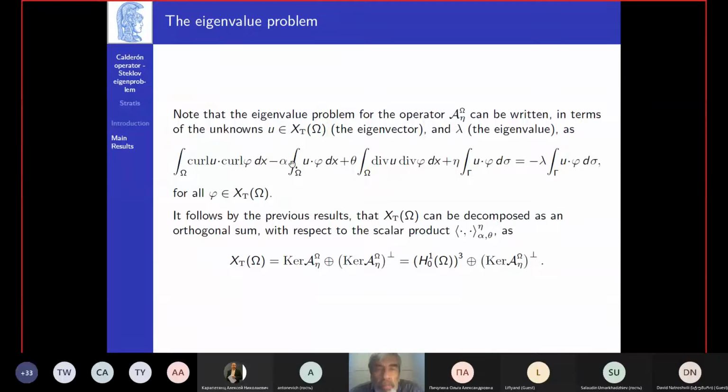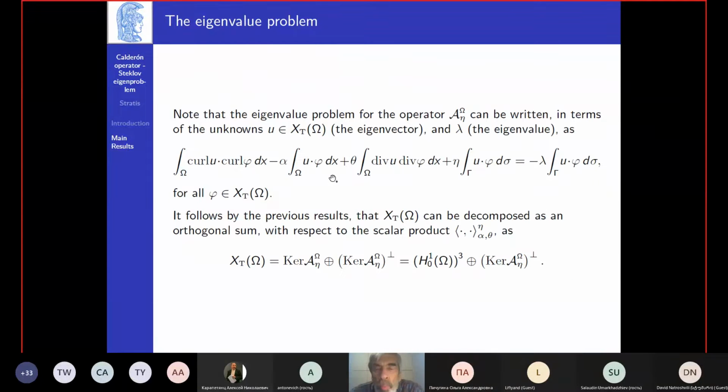If we use all the previous machinery, we can see that our energy space can be decomposed as an orthogonal sum, which is written here. It is written as an orthogonal sum of the kernel of A omega eta and its orthogonal complement, which is the same as we noticed before, as H1, the fields in H1 to the third, O plus the orthogonal complement of the kernel.